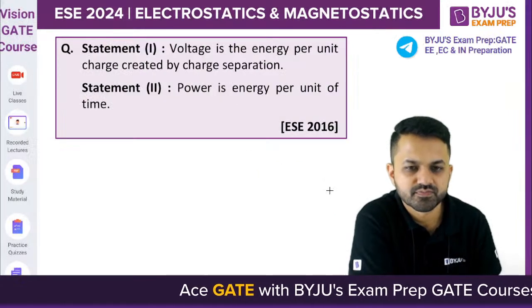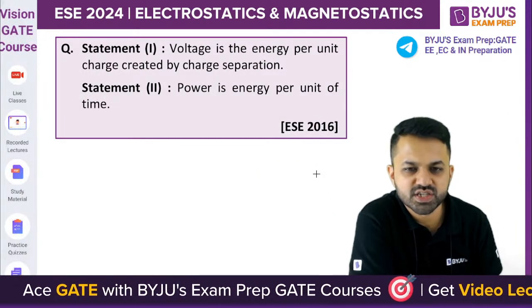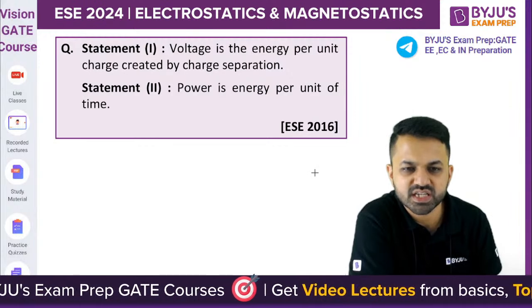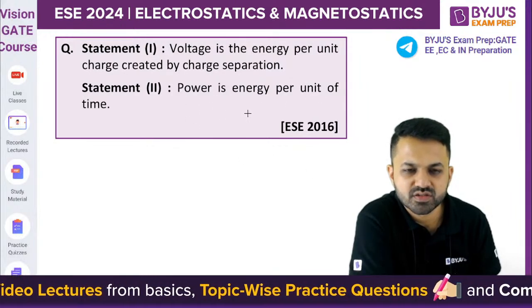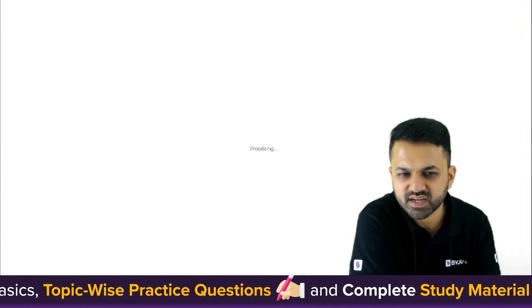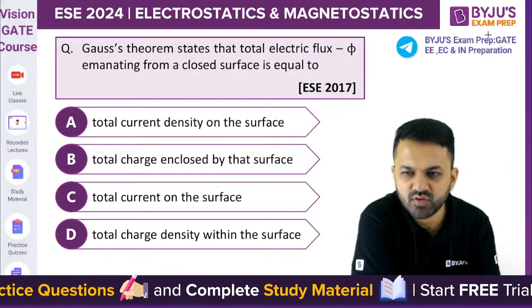Next. Voltage is energy per unit charge created by the charge separation, and power is energy per unit time. Are these two statements correct? This type of question you can solve. Now answer this one.